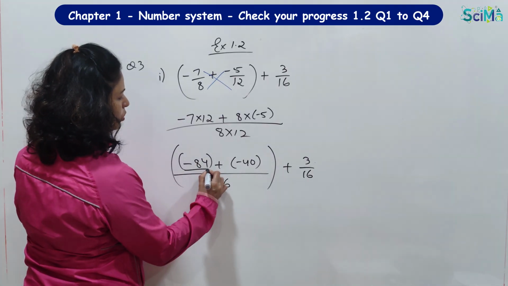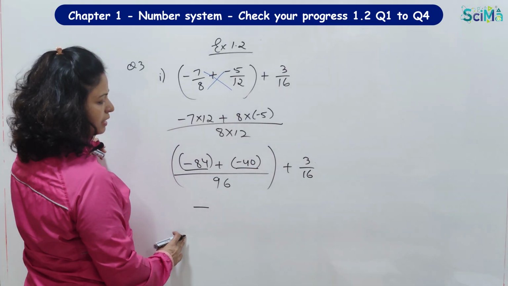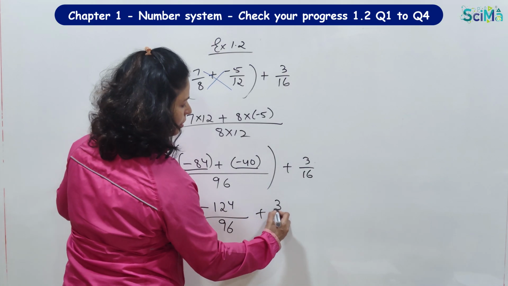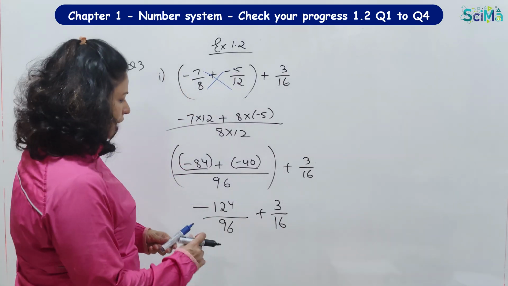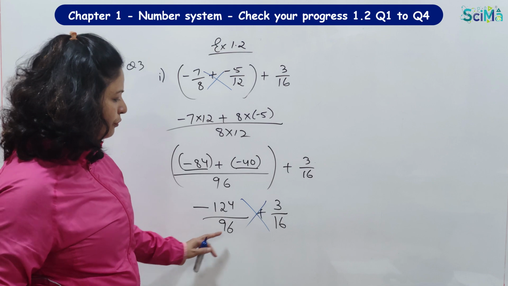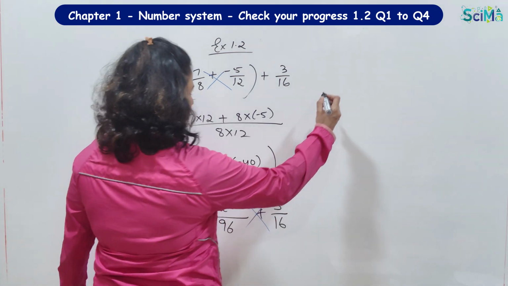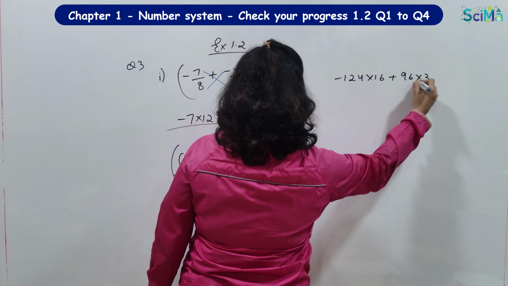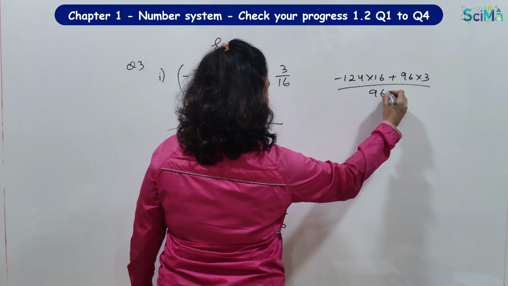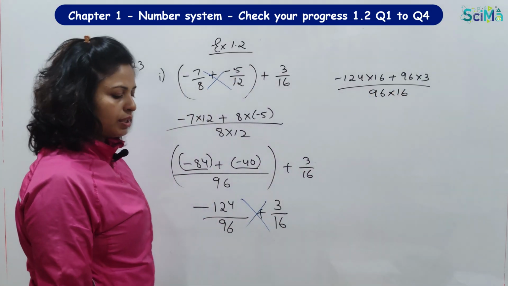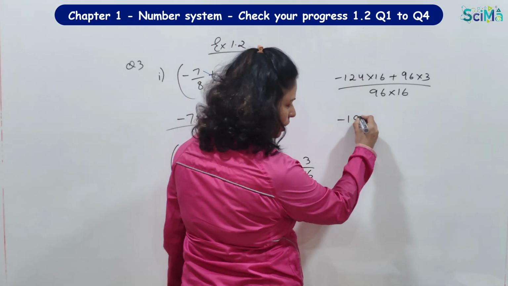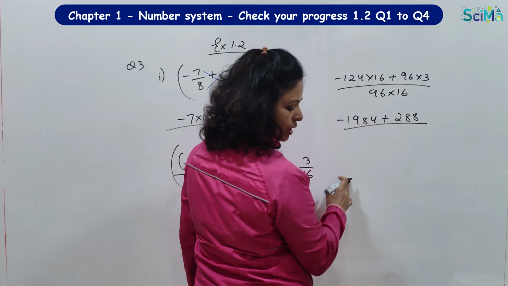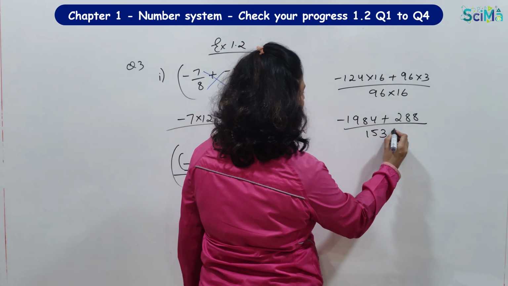Here both are negative numbers added, so retain the minus sign and add up the numbers. You get minus 124 by 96, and this 3 by 16 you write as it is. Again the same rule we have to follow here, cross multiplication for these two rational numbers. So we write minus 124 into 16 plus 96 into 3 divided by 96 into 16. We have to multiply the denominators also. So here we get minus 1984 plus 288. 96 into 3 is 288, and divided by 1536.